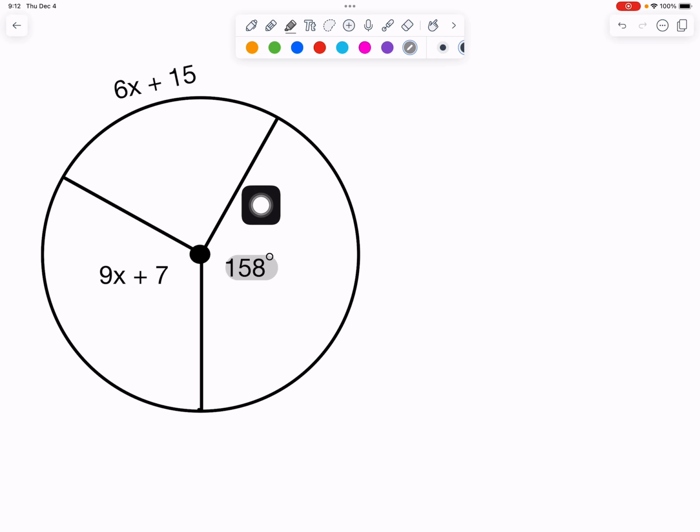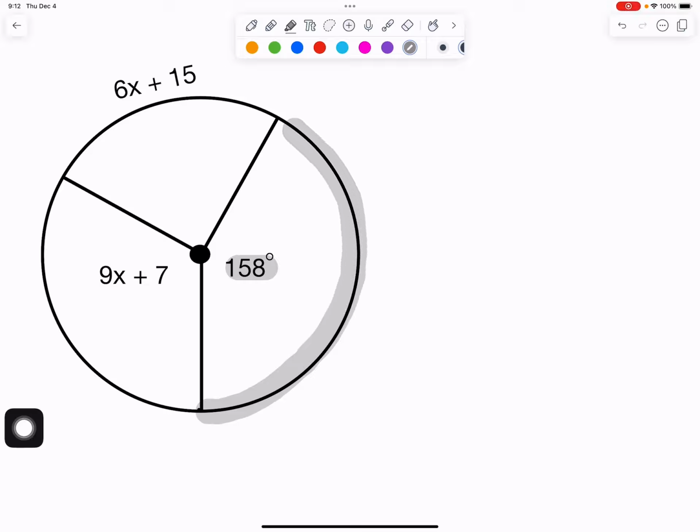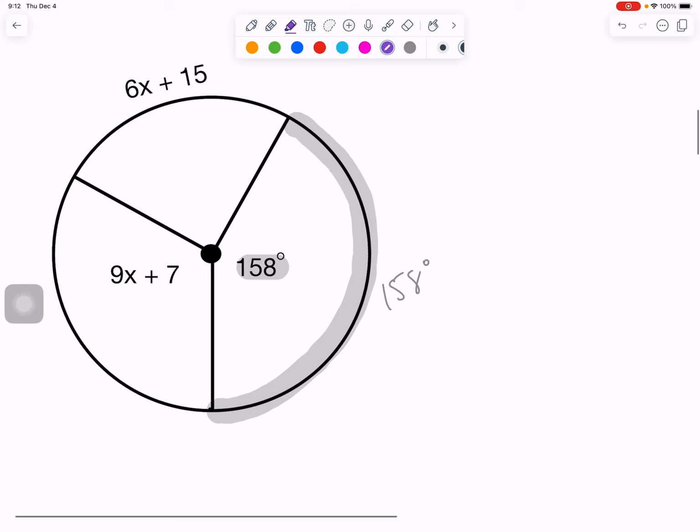All right, it has 2 radii going this way, the vertex being the center point. And however far wide this opens will determine how much this person ate. So if the central angle was 158 degrees, this person ate a total of 158 degrees of the pizza. Moving clockwise, we will go over to the next person. They ate 9x plus 7.